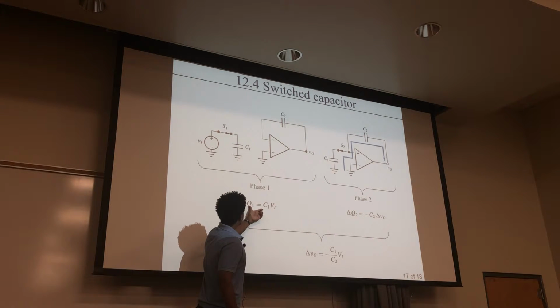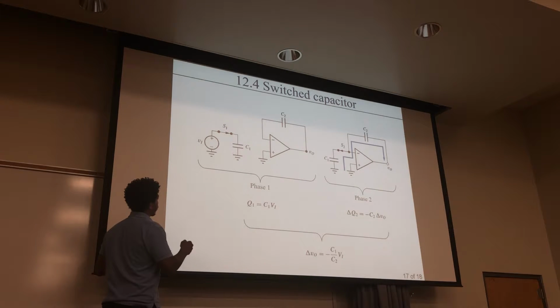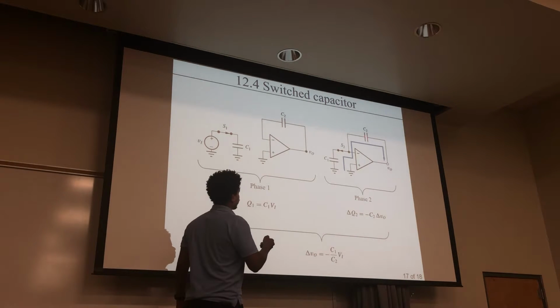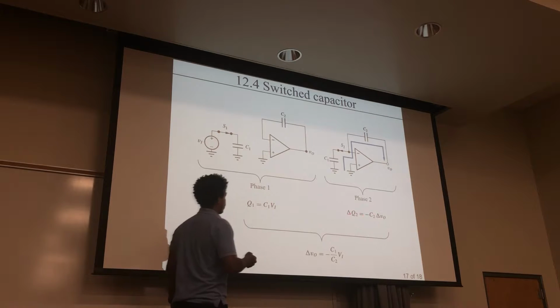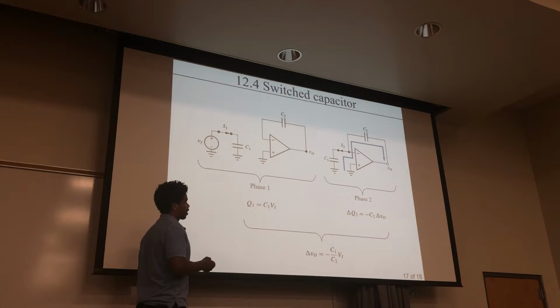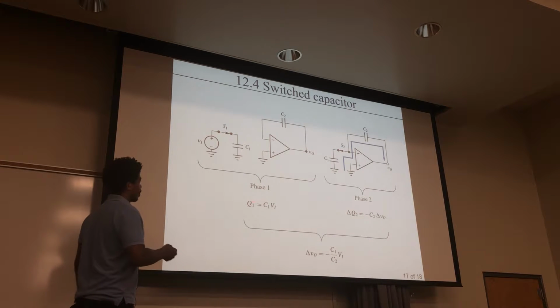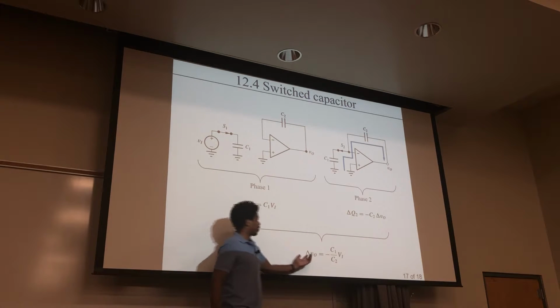For phase one, the charge on this capacitor right here is going to be the capacitance times the voltage, right? And then for phase two, the charge in this capacitor is going to be that capacitance times the voltage, okay? There's a sign difference because of the direction of flow. But if you equate the two charges together, because charge from one is offloading to the other, then you get this expression right here.